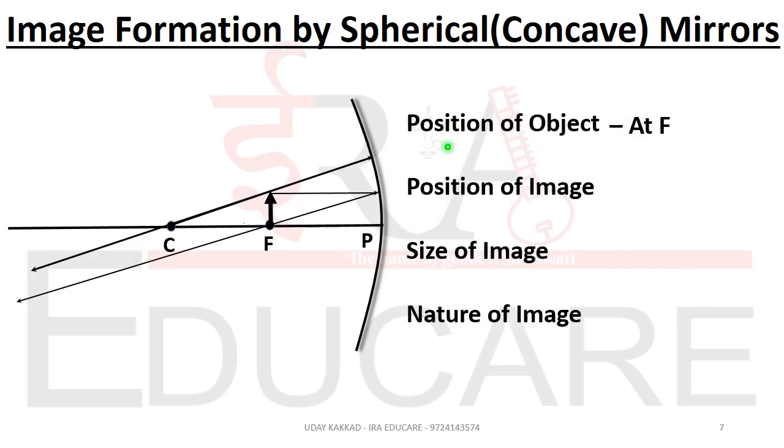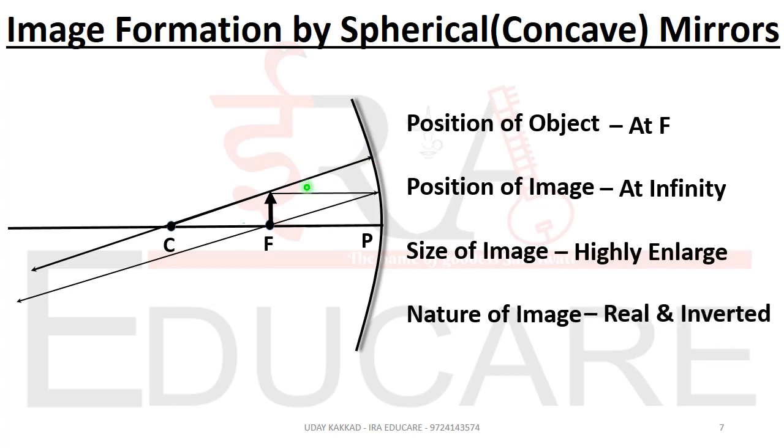So the position of the object is at F, and the image is at infinity. The position of the image is at infinity. The size of the image is highly enlarged, right? And the nature is, you know, that it is real because it is on the left side of the mirror, and inverted, right? You do not take a projection from this because it is also parallel, right? So there is no possibility to form the image, right?